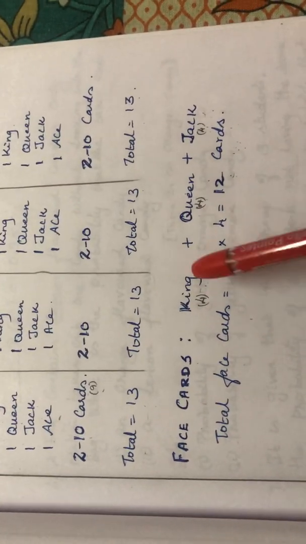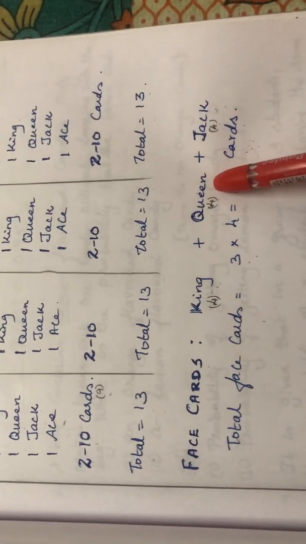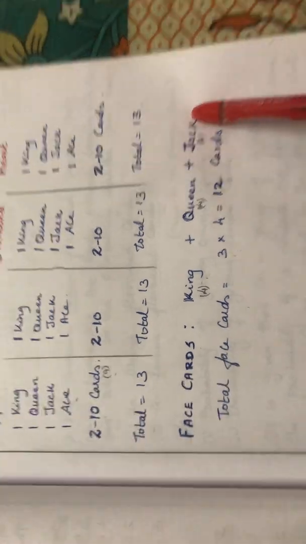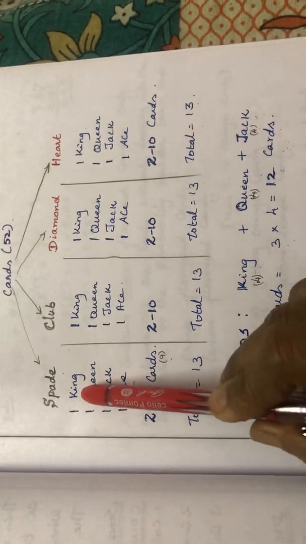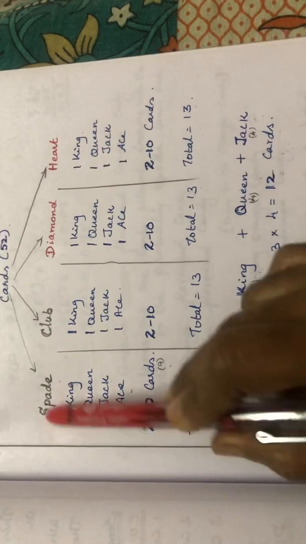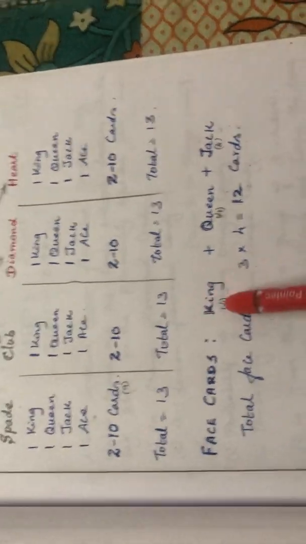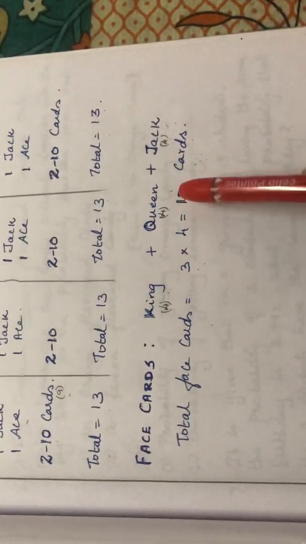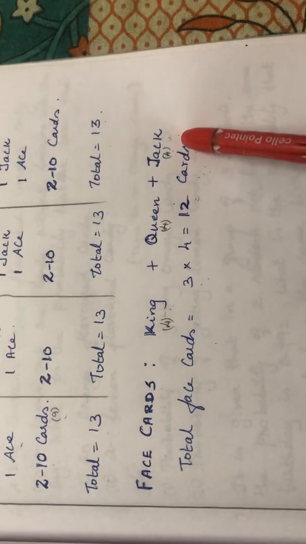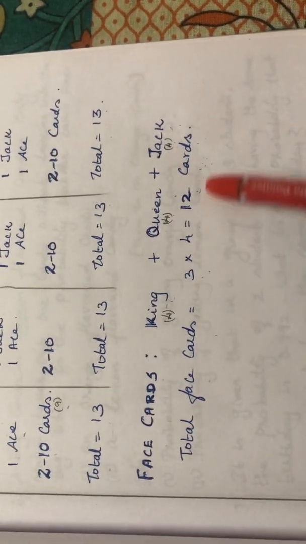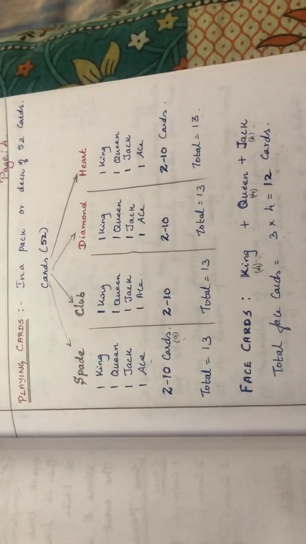King is one of the face cards. Queen is another face card and jack is another face card. In each suit, 1 king is there, so in all the types, 4 kings are there. So 4 king cards, 4 queen cards and 4 jack cards. So the total number of face cards is 12. Using this concept only, we are going to do that sum.